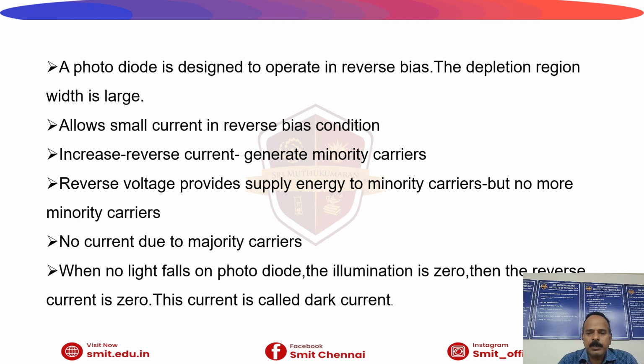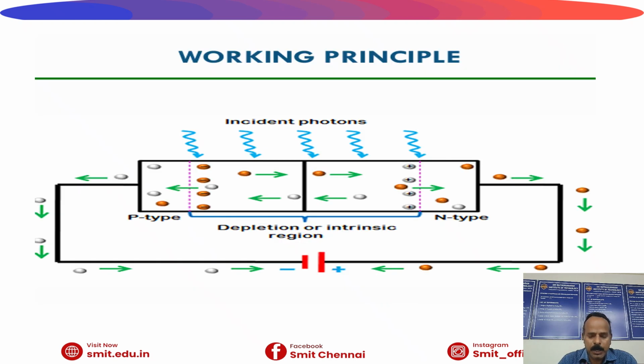Then coming to the next, we are going to see about the working principle of the photodiode. The photodiode, as I already told you, is always operated in the reverse bias condition. In the reverse bias condition, the depletion region is very much wider and a small reverse current flows due to the minority carriers. When the light falls on the junction, additional electron hole pairs are generated. The applied reverse voltage provides the necessary electric field to separate the carriers. The electrons move towards the positive terminal and holes move towards the negative terminal.